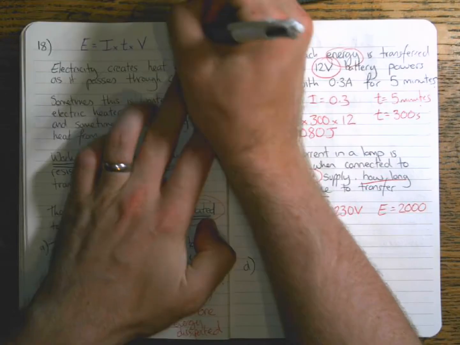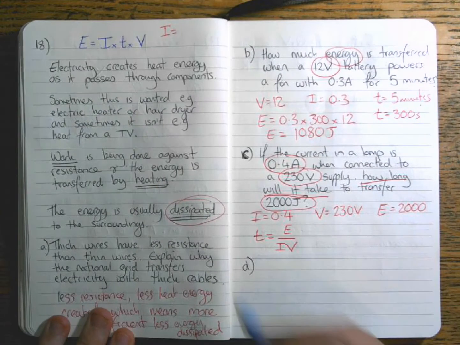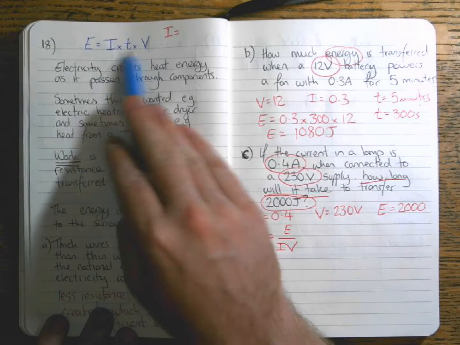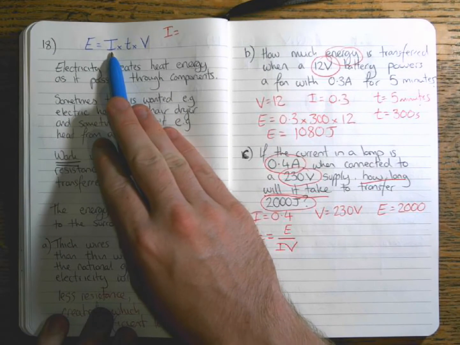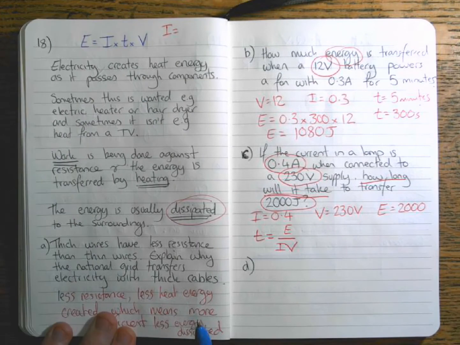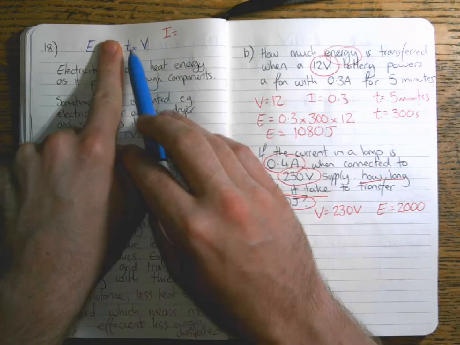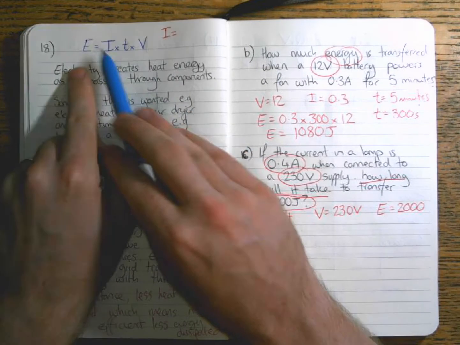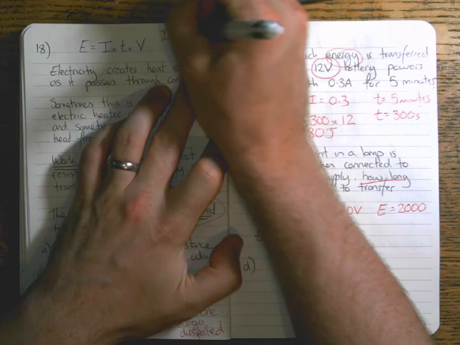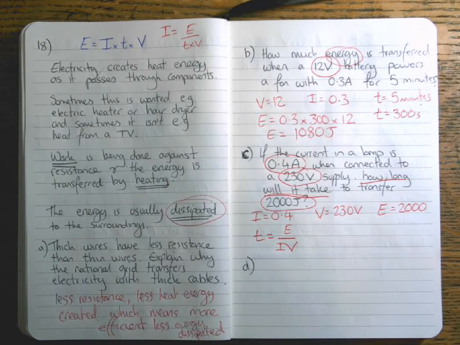Just to see if you've got the hang of it, why don't we write I equals? What would I equal? So if we had to work out the current, rearrange the equation to get I equals. Well, the I would stay where it is. We'd have to move the T and the V, so it would be E divided by the T and the V.